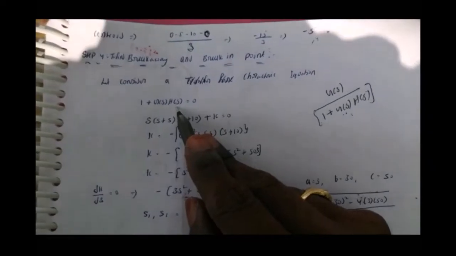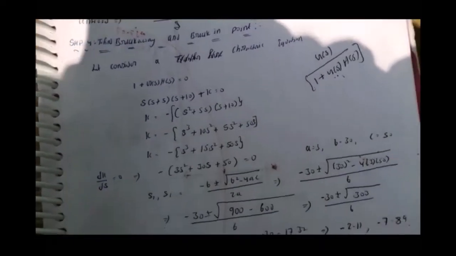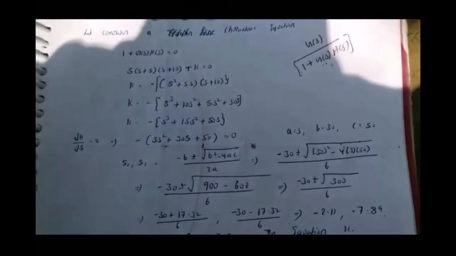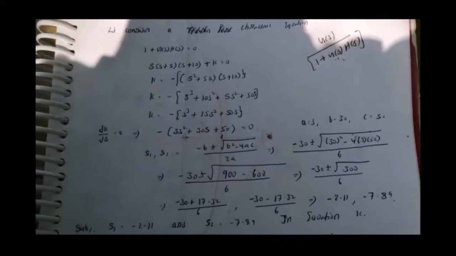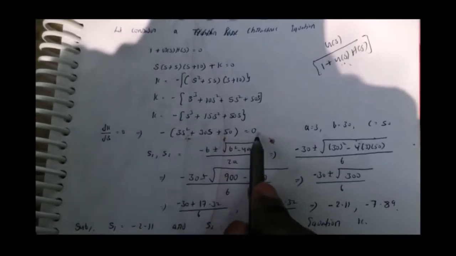So from this equation, when we substitute g of s, h of s, finally you will obtain s into s plus 5 into s plus 10 plus k equals 0. So I need the equation of k. So k equals, the entire term should go to this side, minus of. So when we expand this, finally we will get k equals minus of s cubed plus 15s square plus 50s. After that we have to differentiate the k equation with respect to s, and it should be equal to 0. So this is the k equation, right? So minus, it should be 3s square plus 30s plus 50 equals 0 finally.